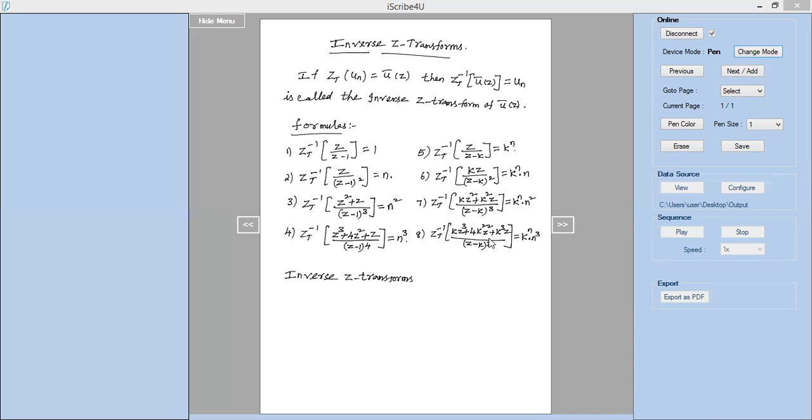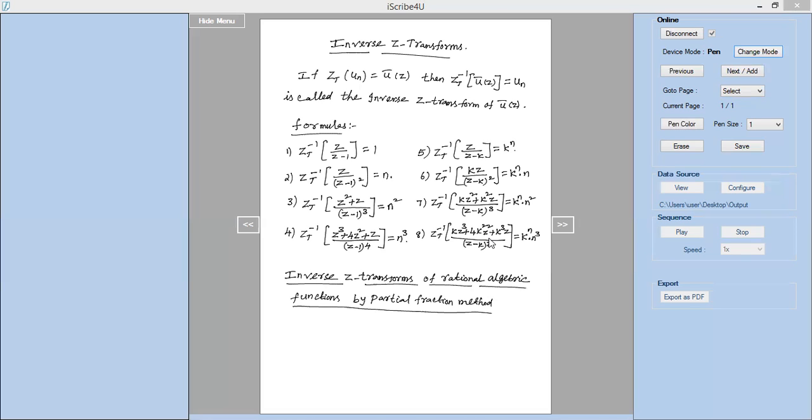Inverse Z transforms of rational algebraic functions by the partial fraction method. I'll explain the procedure, and then we will simplify the problems. This partial fractions topic is very important. One separate question will come, and at the same time, in the difference equations also one question will come.